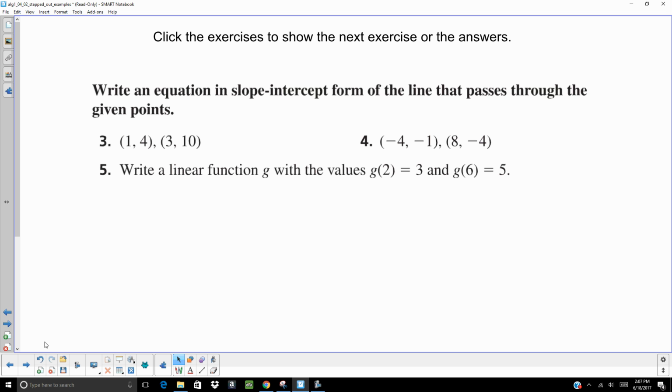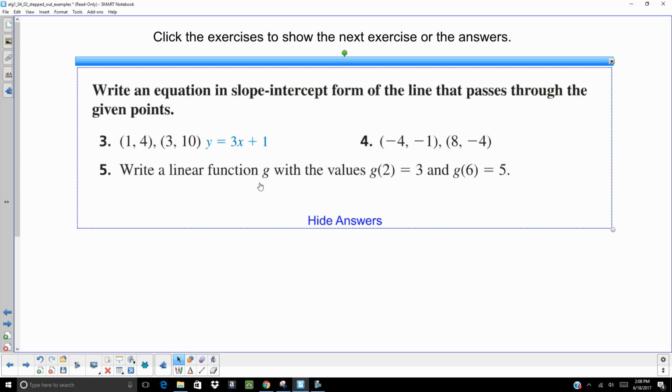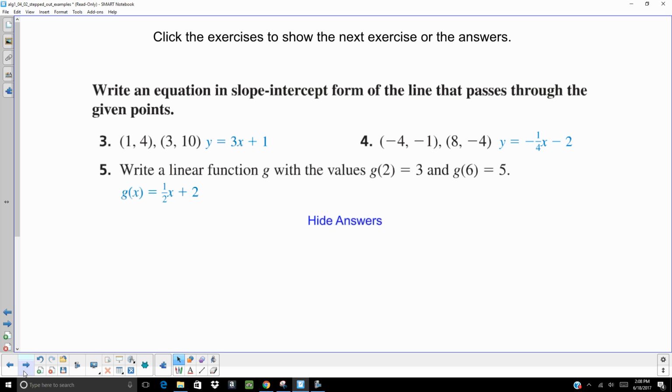All right, take a second, hit pause. Try these three problems on your own. When you think you have the answers, hit the play button and check yourself. Hopefully you did well on these three.